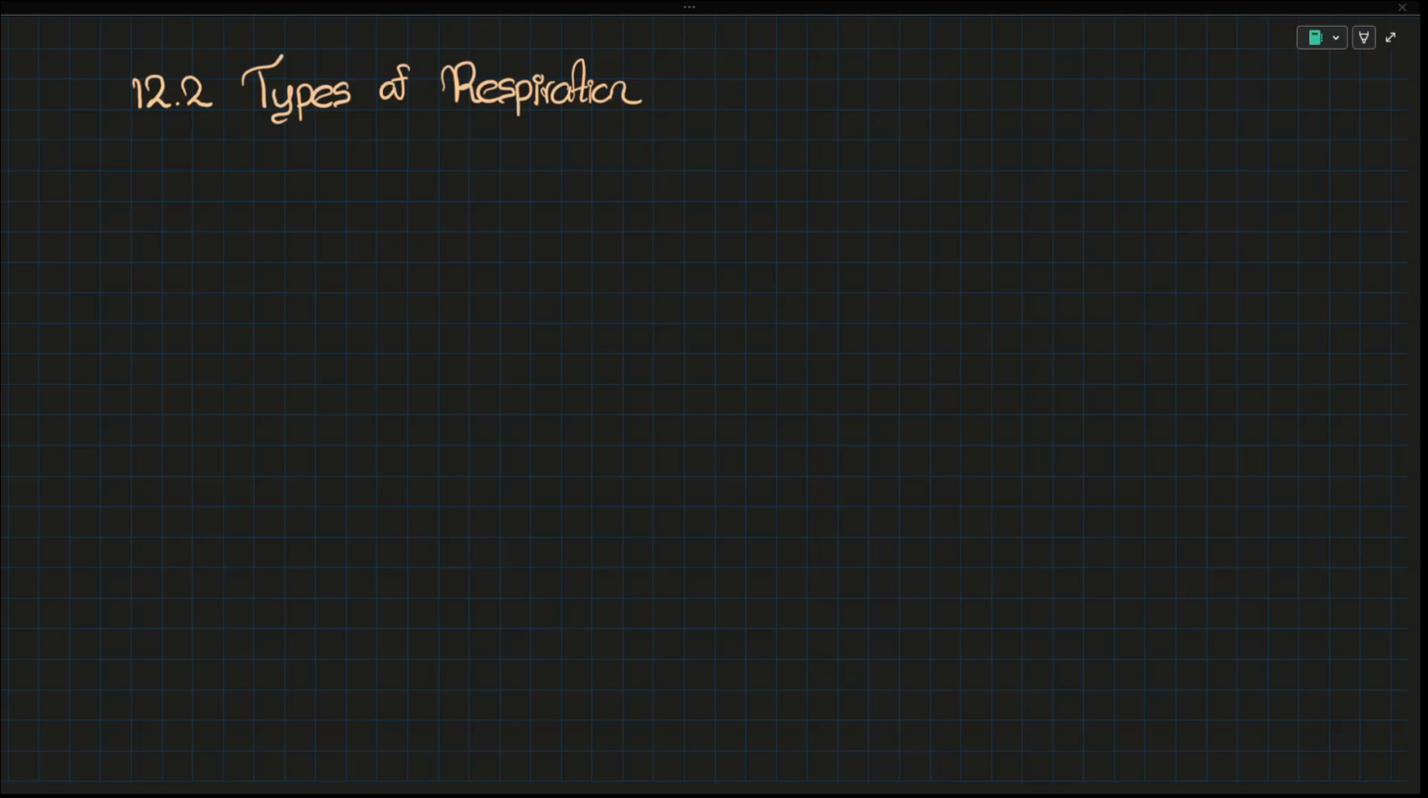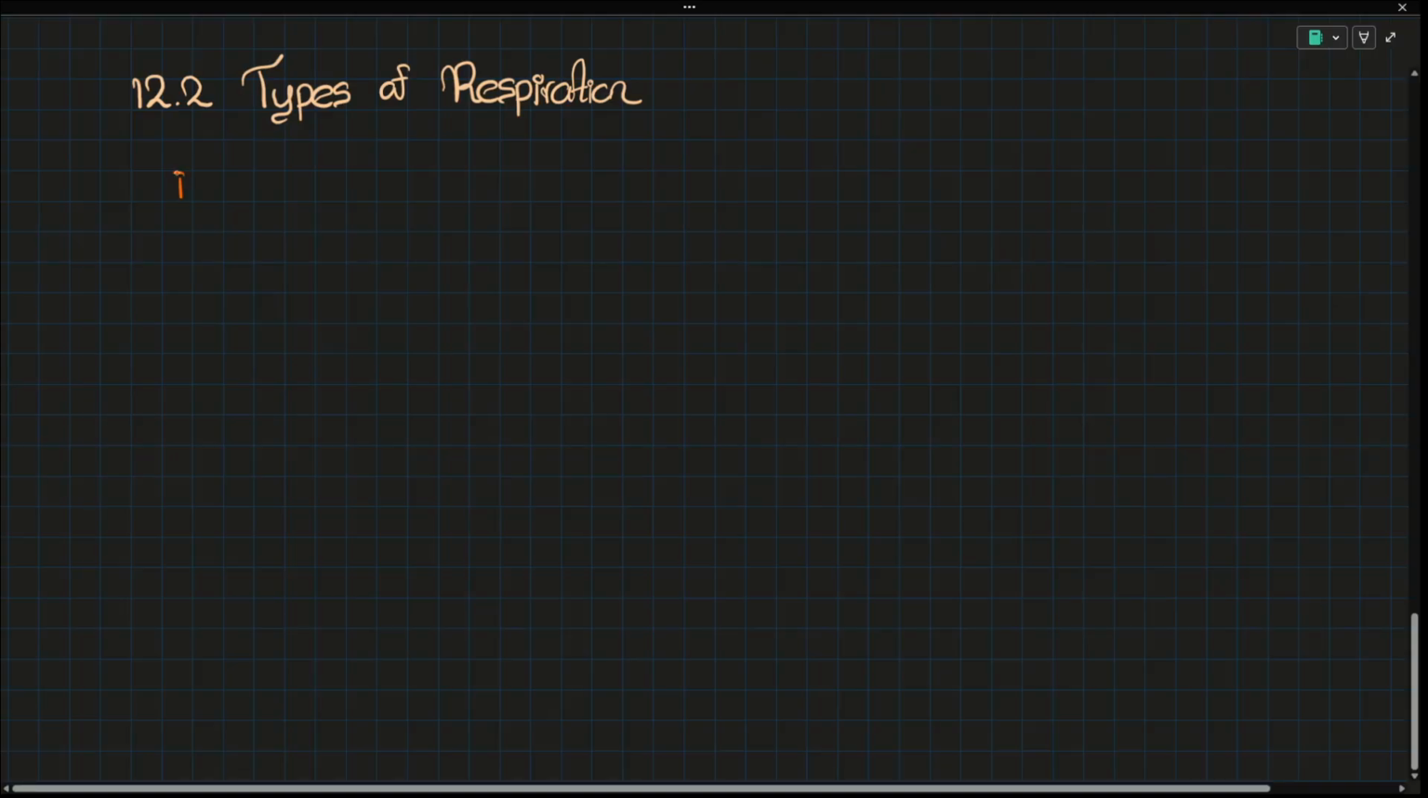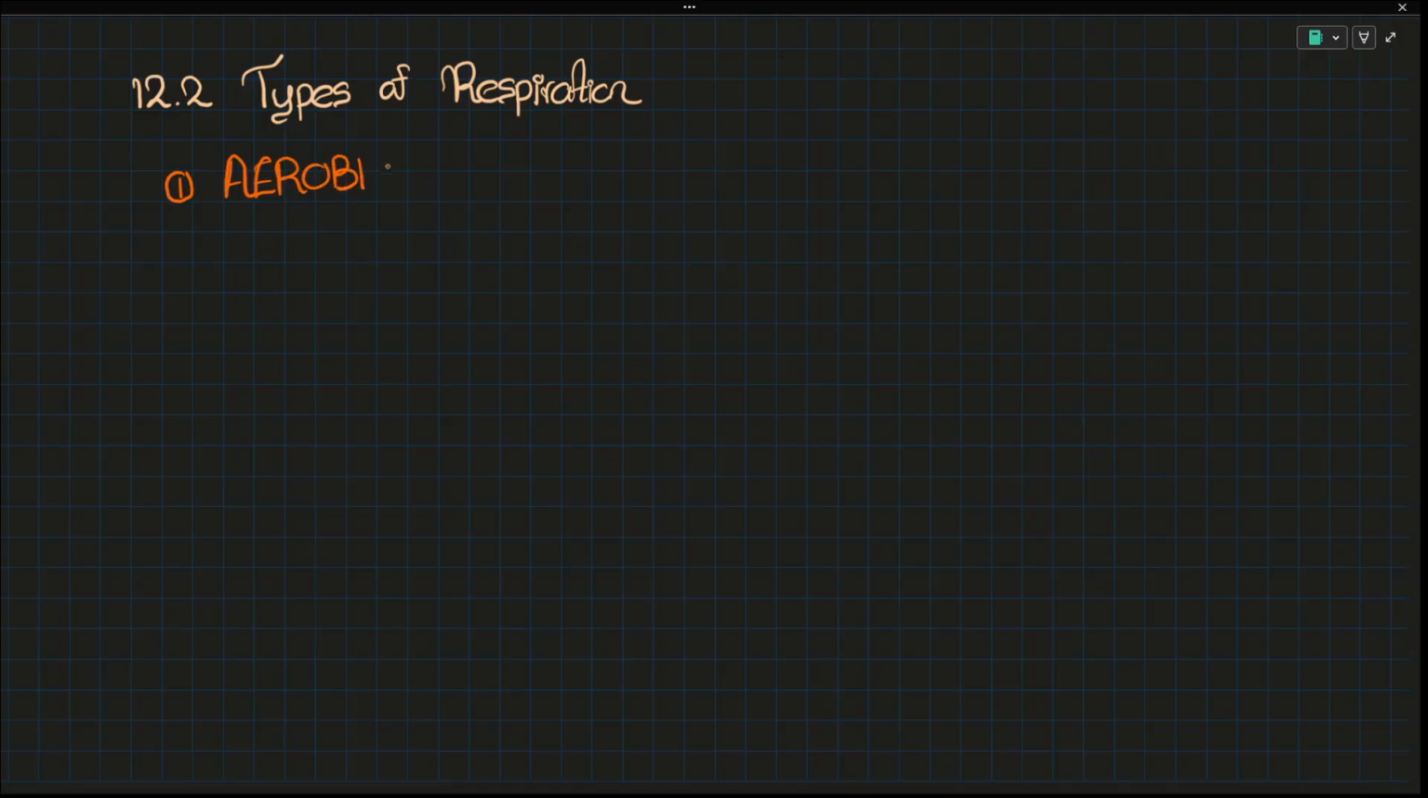Okay, continuing on with the 12.2 segment, types of respiration. Under types of respiration, the first type that we have to talk about is the very commonly known aerobic form of respiration. So under that, we're going to talk about aerobic respiration. Okay, we'll start off with the equation that we have known since basically kindergarten, right?